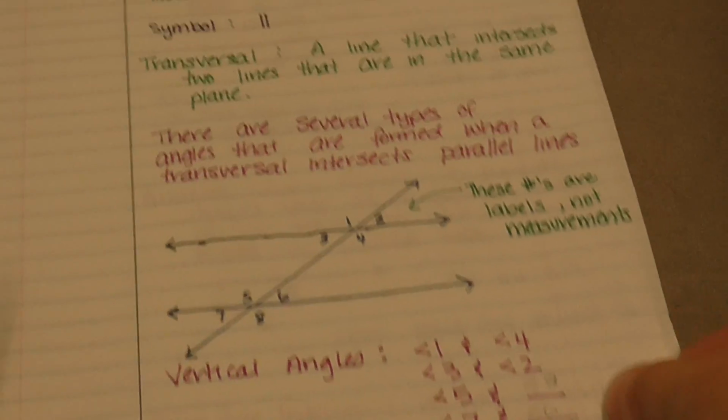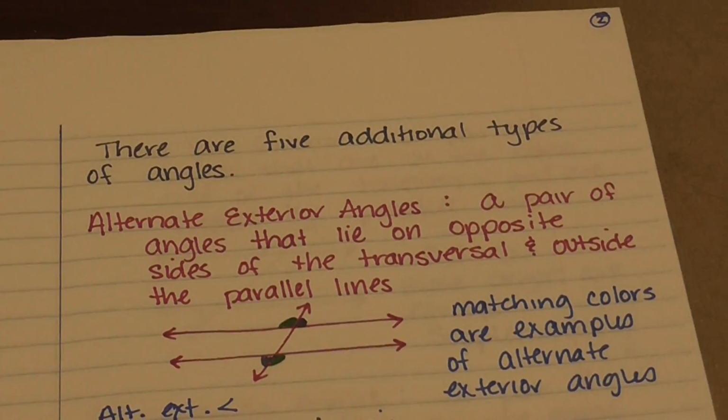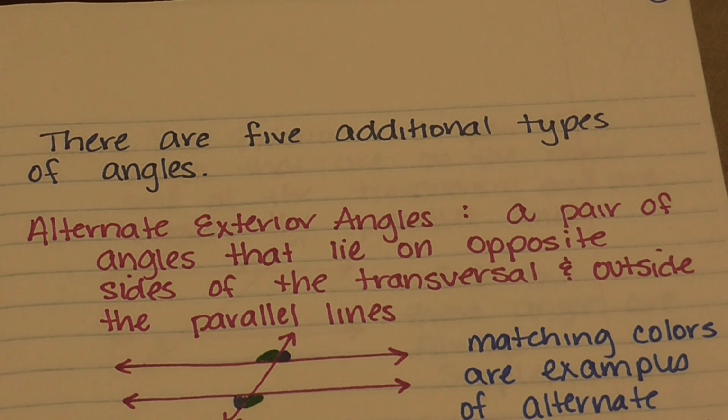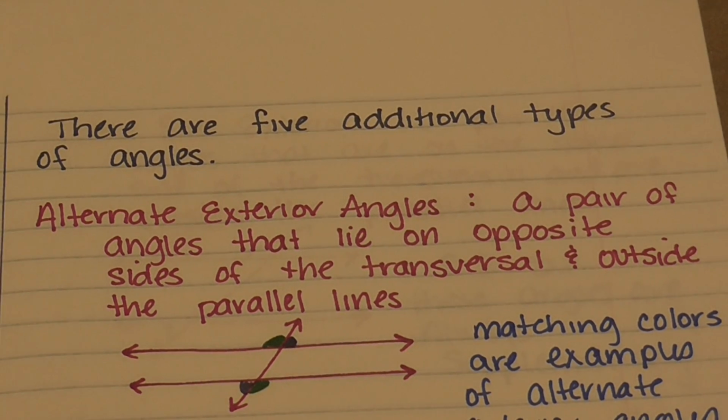There are other kinds of angles though. There are 5 additional types, as a matter of fact. I'm going to zoom right back in for those who need to see it bigger. We're going to start with alternate exterior angles: a pair of angles that lie on opposite sides of the transversal and outside the parallel lines.